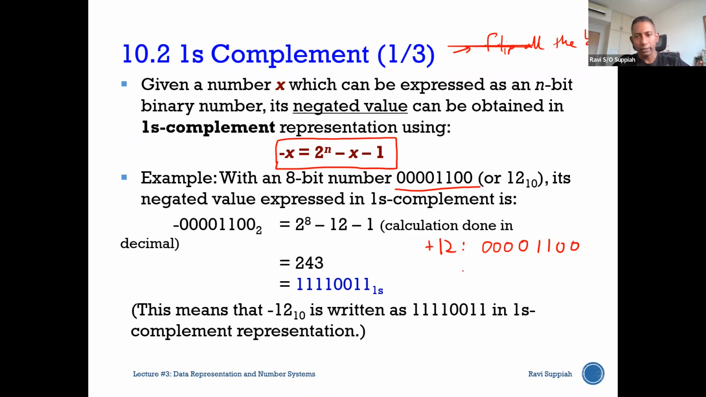If I want negative 12, all I need to do is flip all the bits. The 0s become 1s and the 1s become 0s. That becomes your negative 12. So it's an easy way to represent the positive and the negative by just flipping the bits. That is the 1's complement technique.